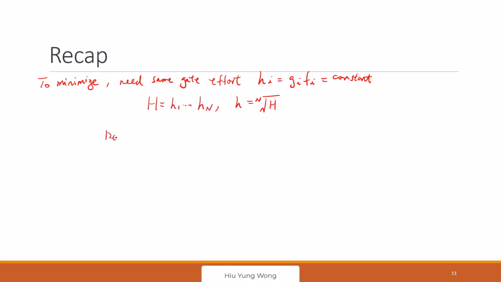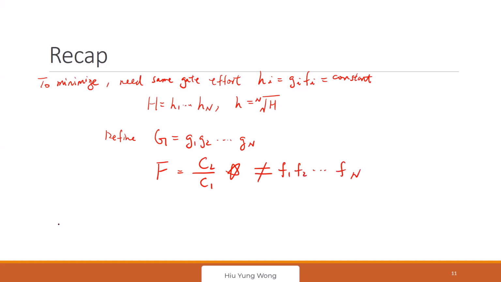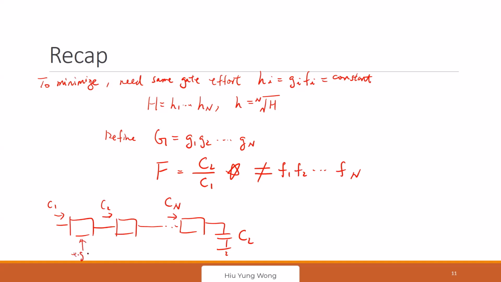Okay, we also define something. The overall G equals G1 times G2 all the way to Gn. But what is F? F is still the same. It is C_load divided by C1. Remember, it is not F1 times F2 all the way to Fn. So basically, we're saying that you have different blocks. This is C1, C2, and after many blocks, eventually you have C_L. This is Cn. This can be an inverter, a NAND gate, or anything. And we define this thing.